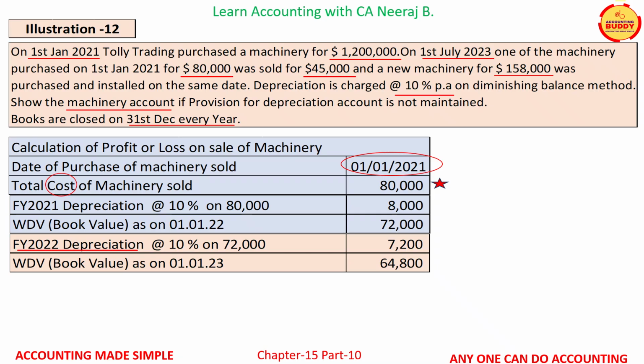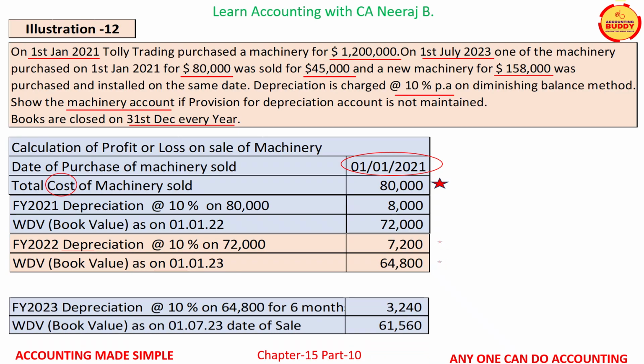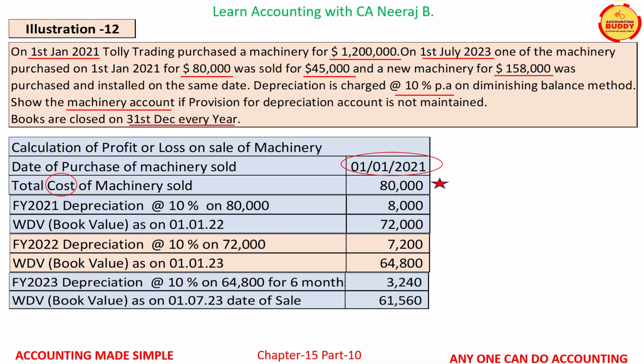Therefore, depreciation of $7,200 will be provided. The WDV as on 1st January 2023 will become $64,800, that is $72,000 less $7,200. Since this machinery is sold on 1st of July 2023, proportionate amount of depreciation for 6 months for the financial year 2023 will be provided. Depreciation at the rate of 10% on the WDV value of $64,800 comes to $6,480 and the proportionate amount for 6 months comes to $3,240.